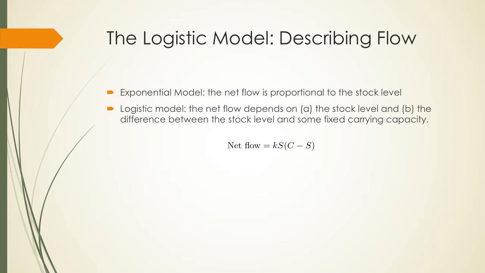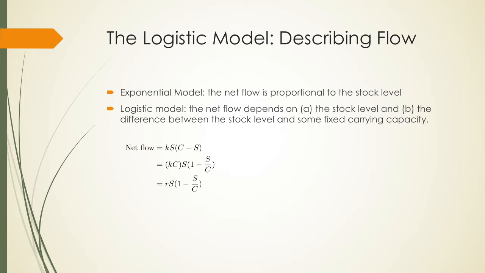We can define the logistic model by describing the net flow. Recall that the exponential model describes stock flow systems where the net flow is proportional to the stock level. For a logistic model, the net flow is dependent on two quantities: the stock level and the difference between the stock level and a carrying capacity for the system. We can express this mathematically with the following equation. Here S is the stock level, C is the carrying capacity, and K is a proportionality constant. This shows that the net flow is proportional to the product of these two quantities.